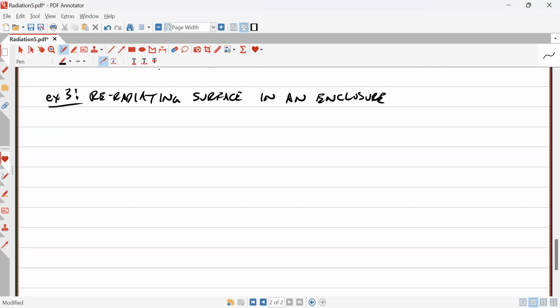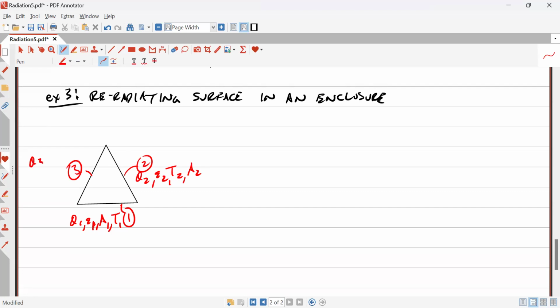Okay, so say we have a triangular surface or a triangular domain here. We'll make an equilateral triangle, and this is our cross section. And we'll say that there's a surface 1, which again has our typical stuff here, Q1, epsilon 1, A1, T1. We'll say this is surface 2, Q2, epsilon 2, T2, A2, and surface 3, Q3, epsilon 3, A3, T3. All right, so you've got a little bit of all of that going on.